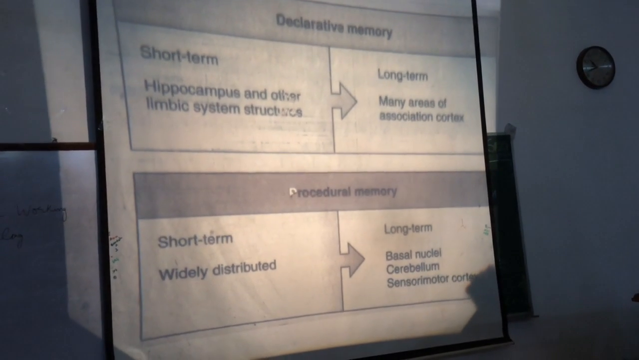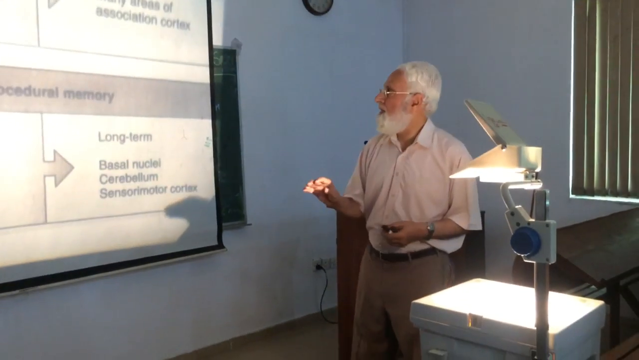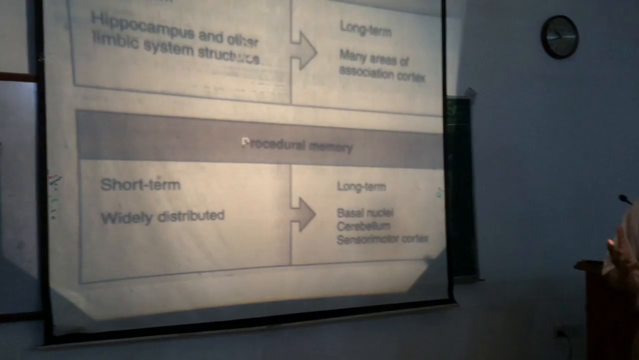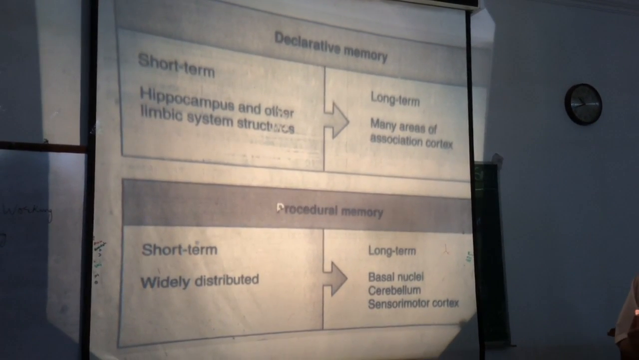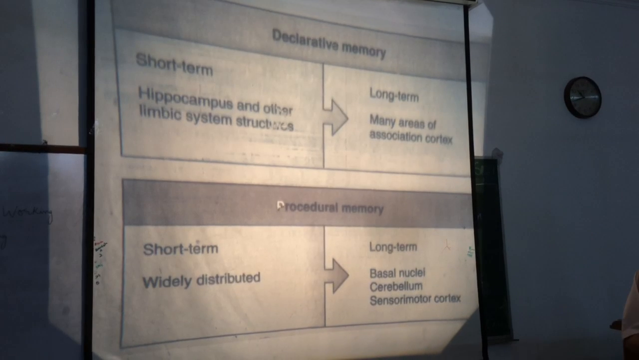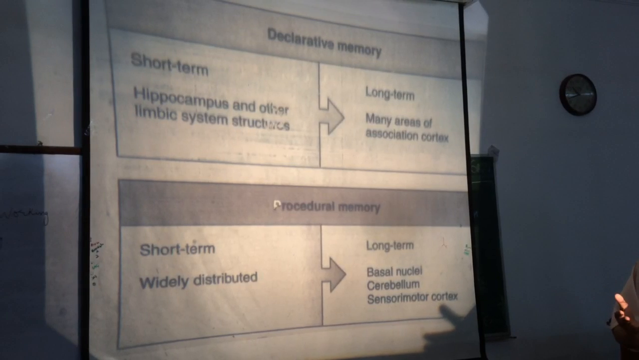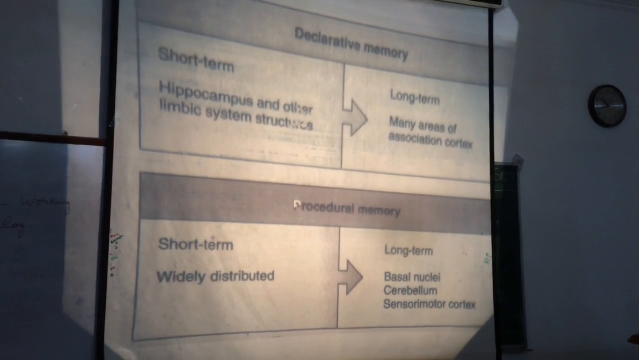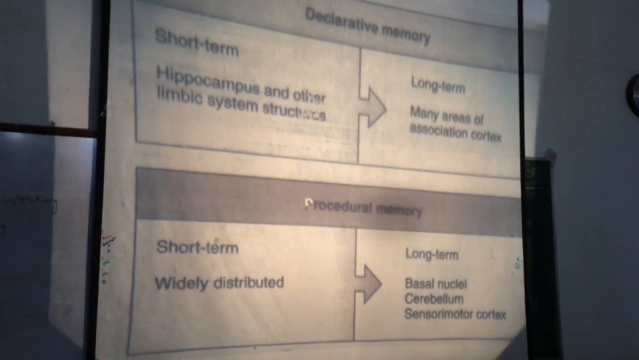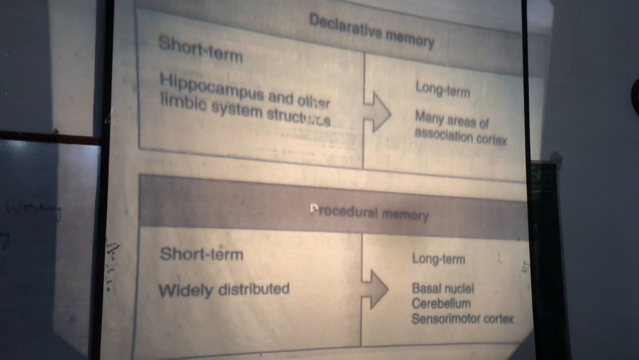Consolidation depends upon rehearsal or repetition. If you repeat or rehearse some information repeatedly, the memory is consolidated and memory becomes long-term.